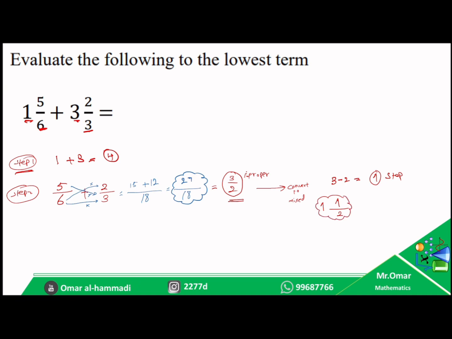And now what we have to do: we have here the 4 from step 1, and we have here 1 and a half. We have just to add them together. So 4 plus 1 and a half will give us what? We add 4 plus 1, it is 5, and the fraction. That's it. So this is the result when we add two mixed numbers. When we add mixed numbers, this is the way.